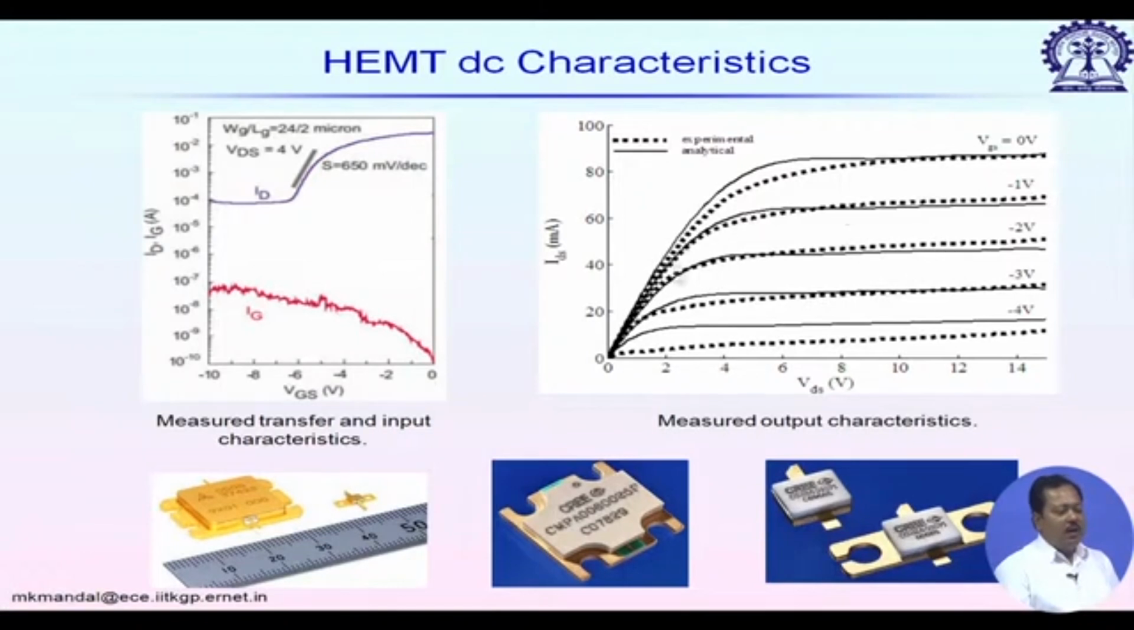Looking at the output characteristics, it almost looks like a conventional MOSFET device. So, it has the linear region and the saturation region. In the saturation region, we can replace the device with a current source.